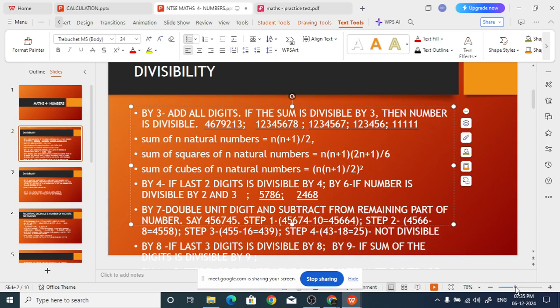So what is the value? Can you find it quickly? Use this formula: n into n plus 1 into 2n plus 1 by 6. n is 10, n plus 1 is 11, 2n plus 1 is 21. So 10 into 11 into 21 divided by 6. You have to find it now.